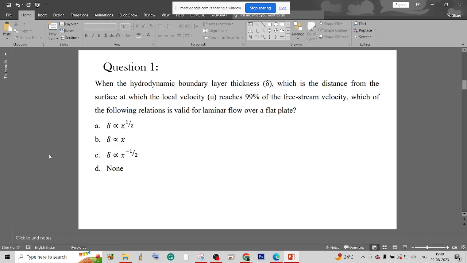Okay, then let us proceed to the first question. Solve this one. It's laminar flow, everything is given. So you will be using the analogy to solve for the delta at which the local velocity will reach 99% of the free stream velocity. Option B. No. Solve it again. Just check where you have gone wrong.